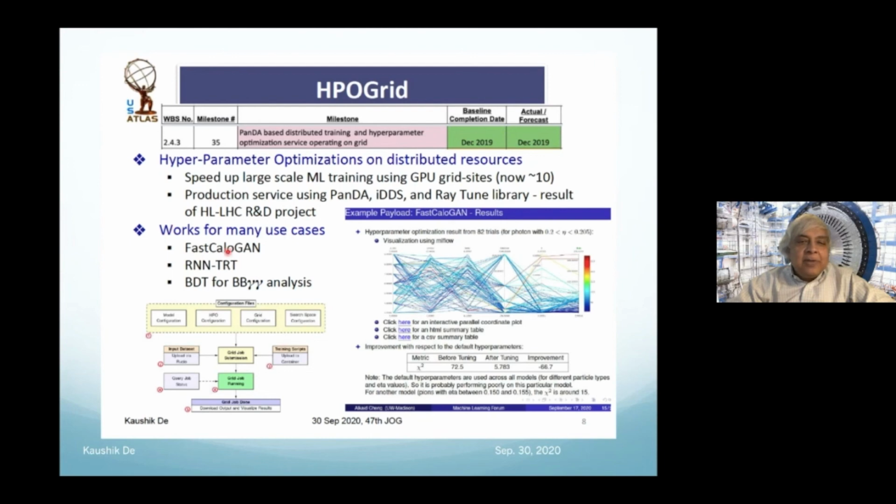It works for many use cases, such as GANs, RNNs, neural networks, and BDTs, boosted decision trees, for various things, and how we achieve all of this is what we had to explain to DOE and NSF this morning in order to justify the $20 million that they spend every year for computing in Atlas.